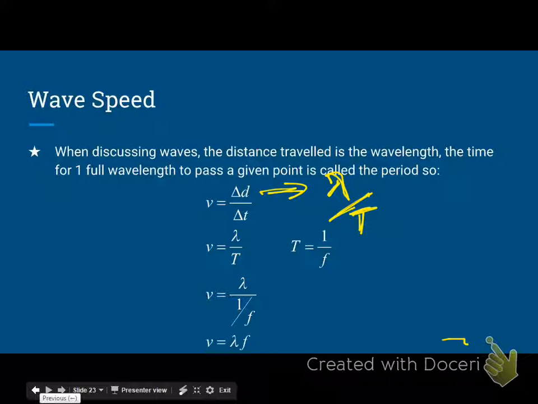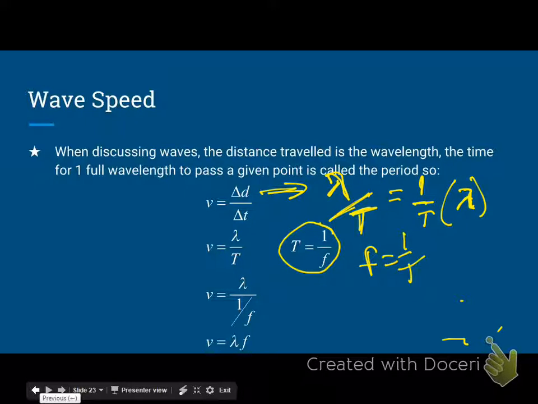Okay. Well, we also know that there's that inverse relationship between period and frequency, and so the period is equal to 1 over the frequency. Or we can also say the frequency is 1 over the period. And this, lambda over T, is equivalent to 1 over T times lambda. And we know that 1 over T, as we just said, is equal to frequency. And so we can rewrite this equation as you see it down here. We'll write it a little bit bigger, a little bit brighter. V equals lambda, or wavelength, times frequency. Okay? So if we know the frequency and the wavelength of a wave, we can calculate the speed of the wave.